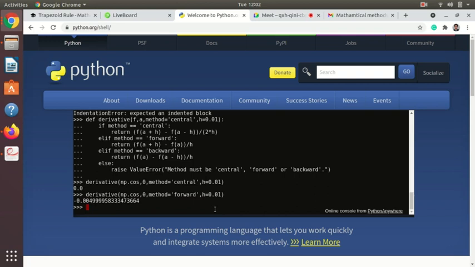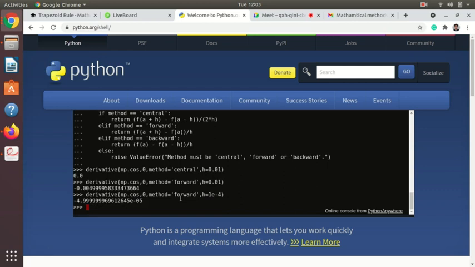What will happen if I increase the value of h? h is the increment or decrement in case of the backward method, right? So if I have to change it, suppose I will use 1e-4. This is a symbol or notation for 10 raised to minus 4. If I run this, now it is closer to 0. You can see here, this is 4 point something into 10 raised to minus 3, and here it is 10 raised to minus 5.